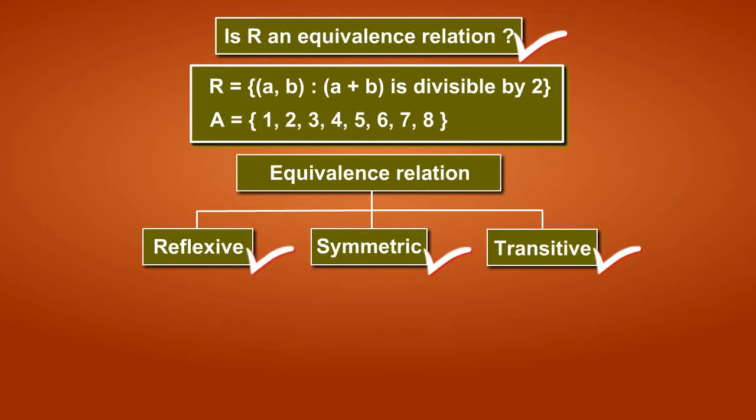So whenever you need to check whether a relation is an equivalence relation or not, check its reflexivity, symmetry and transitivity. And if these three conditions hold, then you can say that the relation is an equivalence relation.